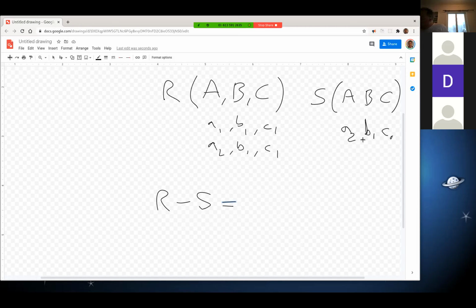But if, however, I had A1, B1, and C1 in S, then that tuple would disappear. So the result would just be the single tuple A2, B1, C1, right? This really should be pretty straightforward for everybody. Is there anything more to say about this? Yeah, there is.